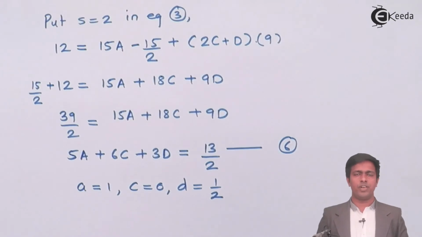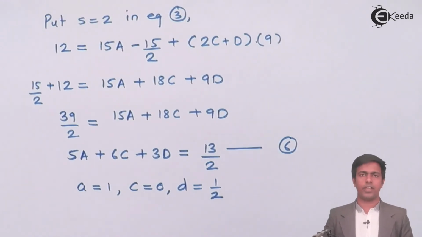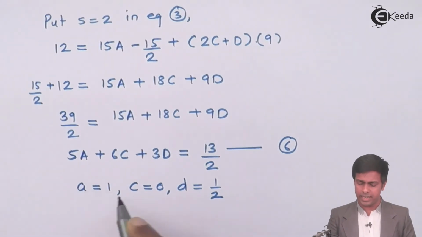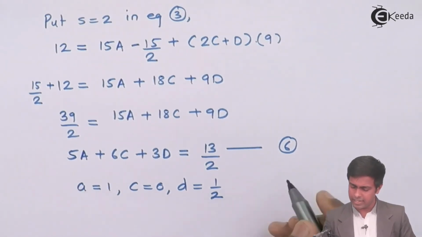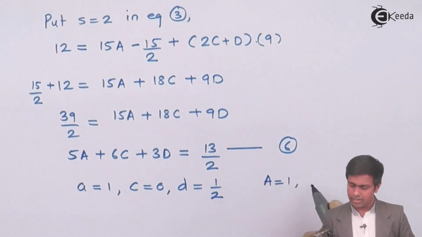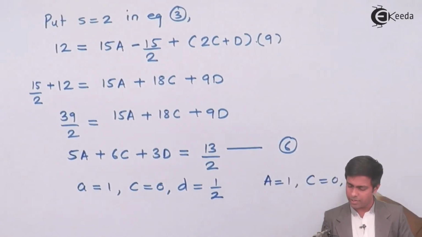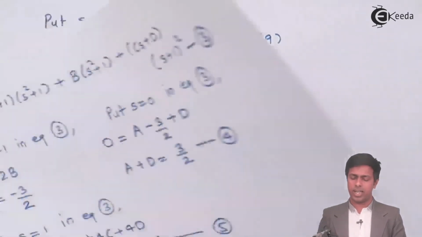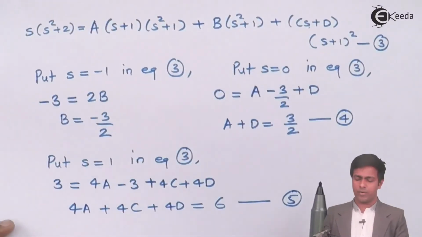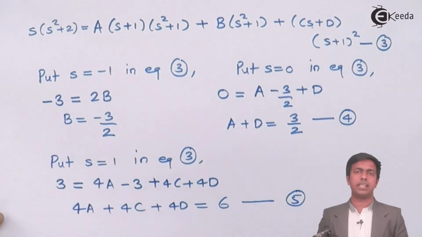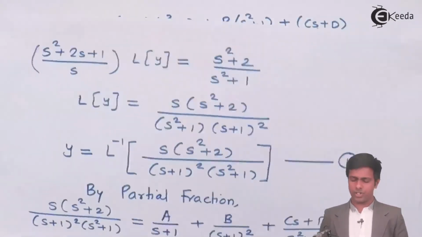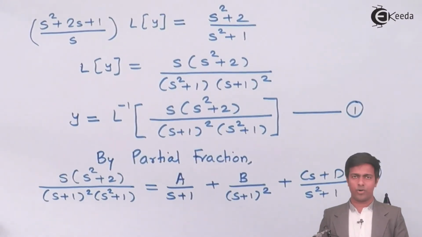So now we will substitute these values of A, B, C, D. So these are nothing but the capital A, C and D. So here we can say that this is A equal to 1, this is C equal to 0, and capital D equal to half, because we have considered the names of the constants as capital A, B, C, D. Now guys, we got the values of A, B, C and D. We'll put all these values in equation number 2. So let's see what we get from 2.